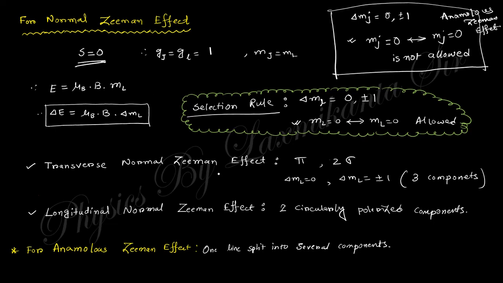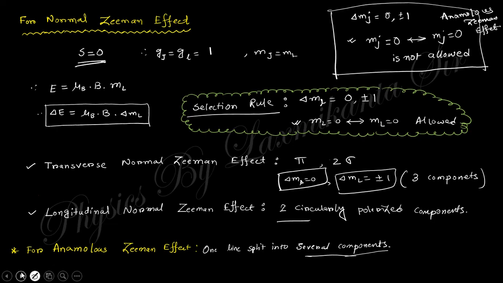In the case of the normal Zeeman effect, there are transverse normal Zeeman components, that is pi and sigma. For Ml, delta Ml equals 0 is responsible for the pi component, and delta Ml equals plus or minus 1 is responsible for the sigma component. So a total of 3 components are observed in the transverse normal Zeeman effect. In the longitudinal normal Zeeman effect, 2 circularly polarized components are actually observed. Prominently, you will obtain this spectral splitting in the transverse component. In the case of the anomalous Zeeman effect, several components arise depending upon the material. We will give an example to understand these things.